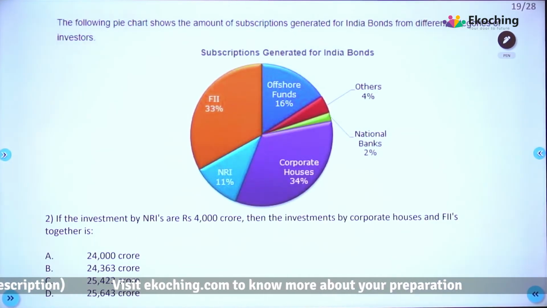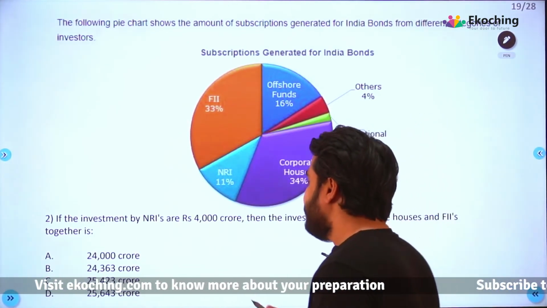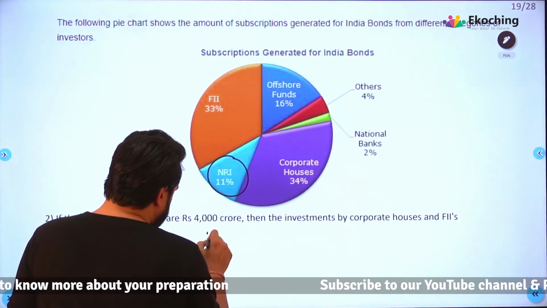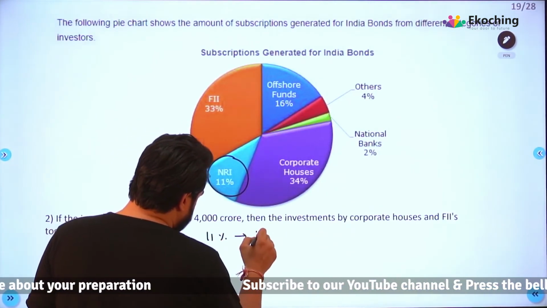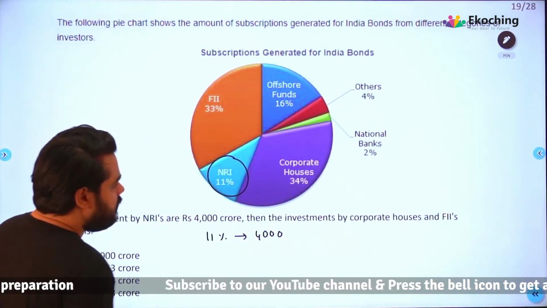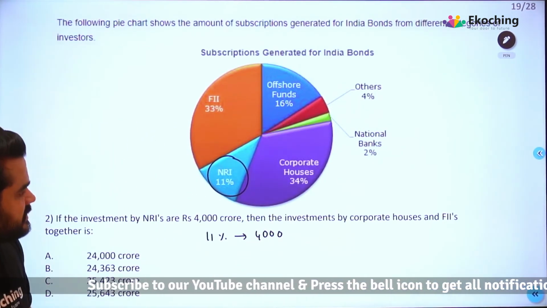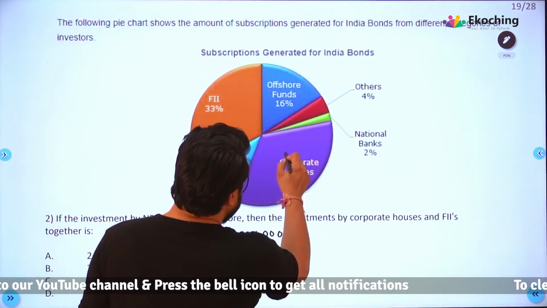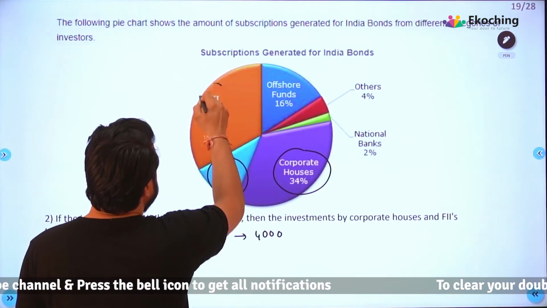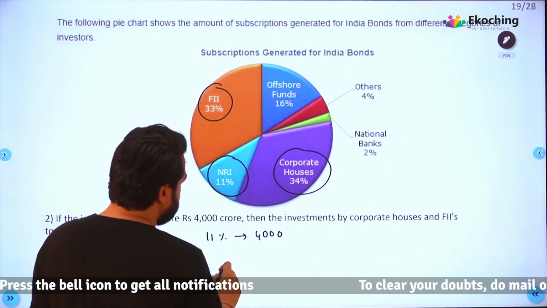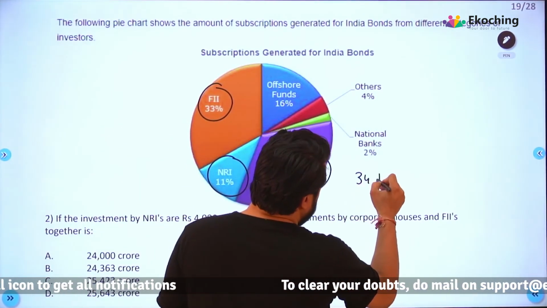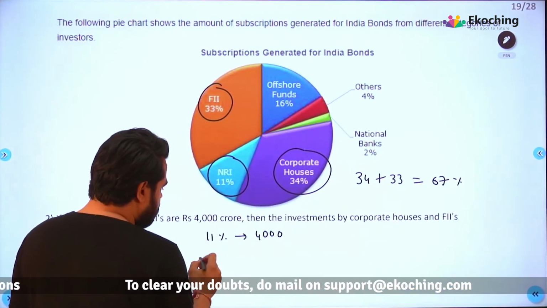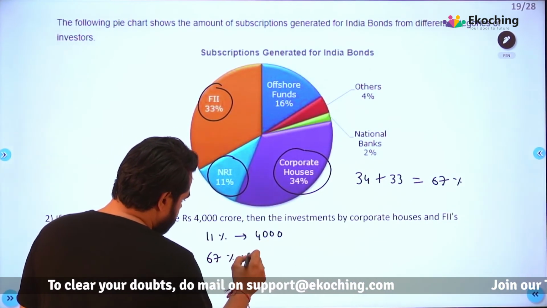Okay, so I hope by now you have marked your answer. Let's solve it together. Investment by NRIs is 4,000 crores. NRI is 11%. So 11% is 4,000 crores. Then the investments by corporate houses and FIIs together is what? Corporate house 34 and FII is 33. Together they are 67%. 34 plus 33, that is 67%. 11% 4,000 है तो 67% कितना होगा?